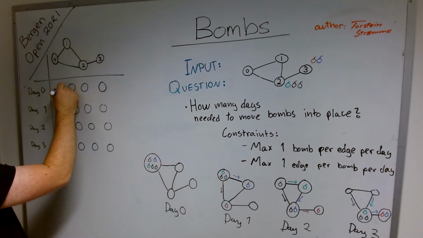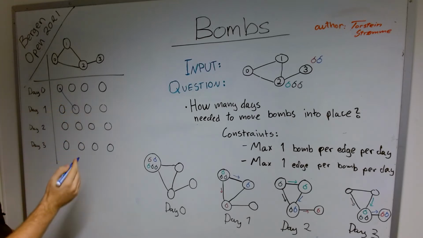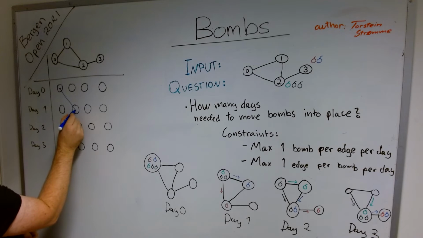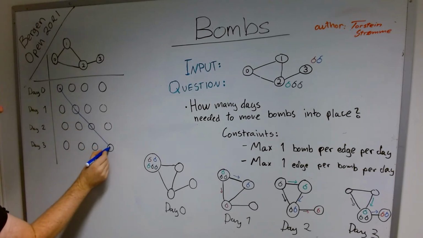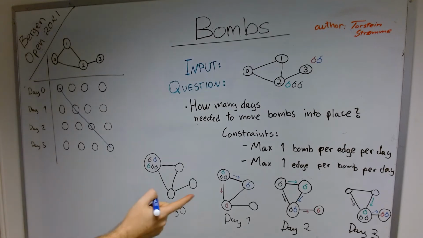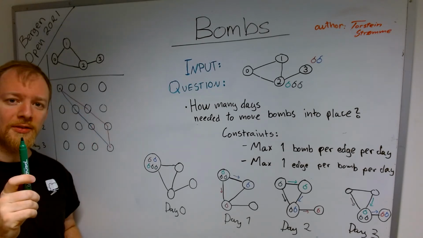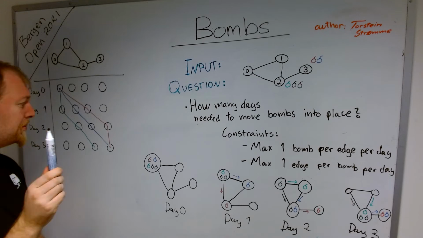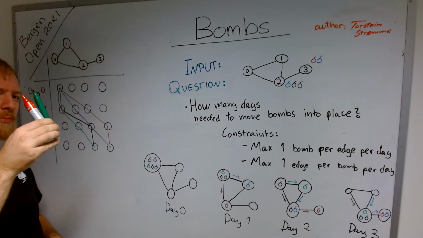So we get this movement of the blue bump. And then it moves to vertex number 2, and then finally it moves to vertex number 3 on the last day. So let's do the same, but for the red bump, and for the green bump, and for the black bump, and finally for the green-red bump.